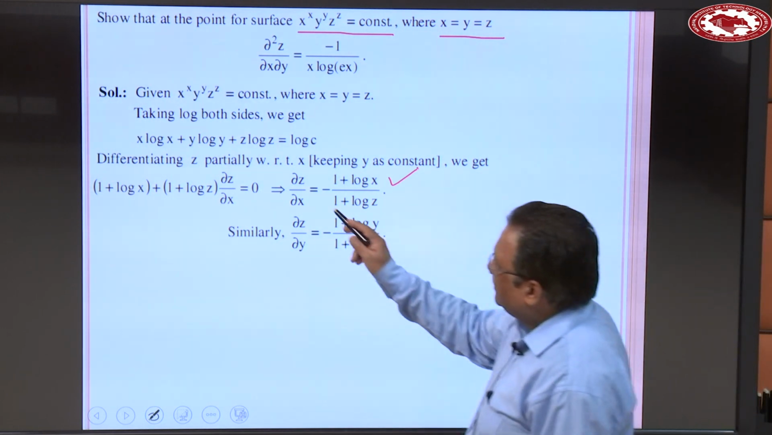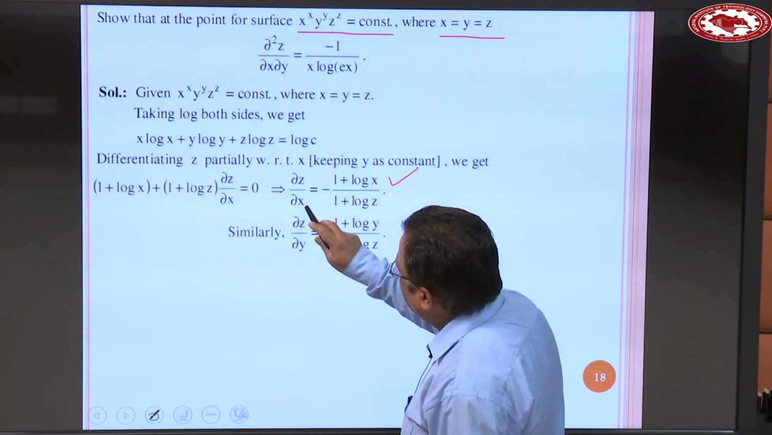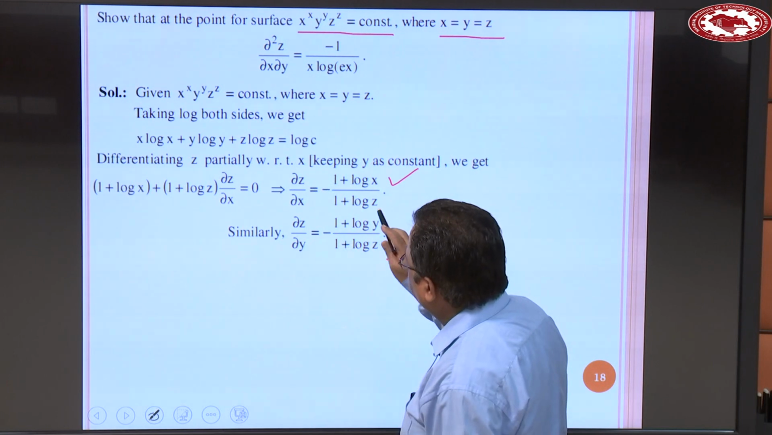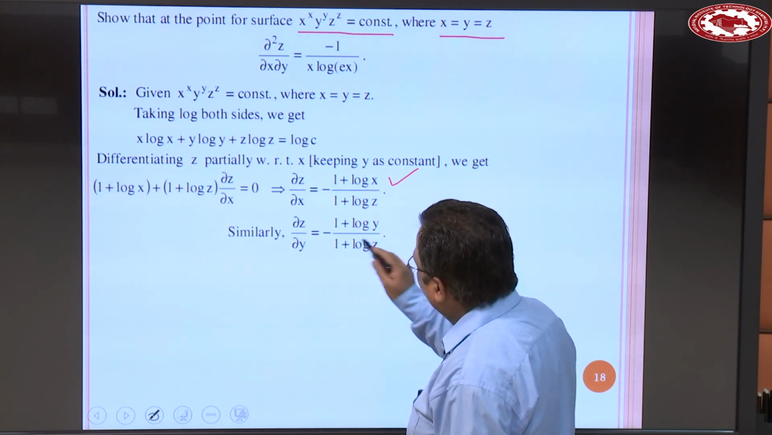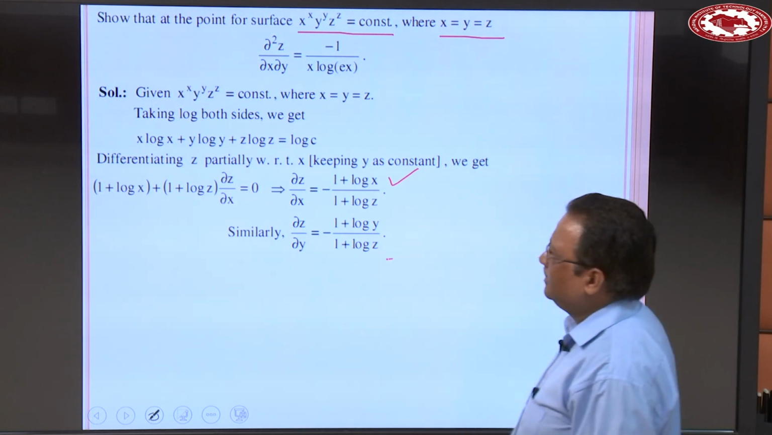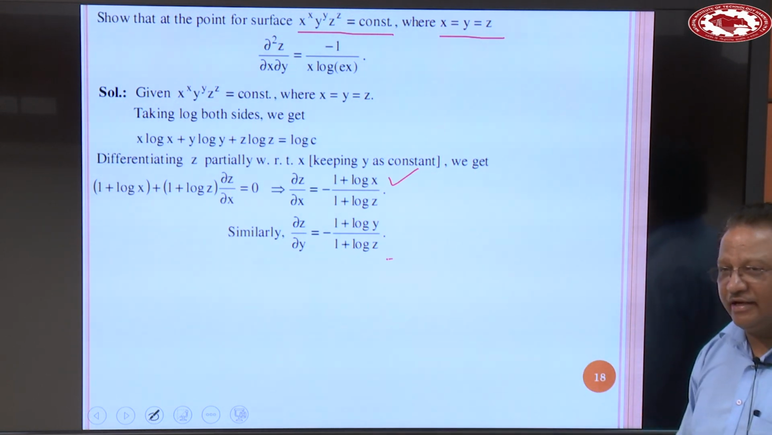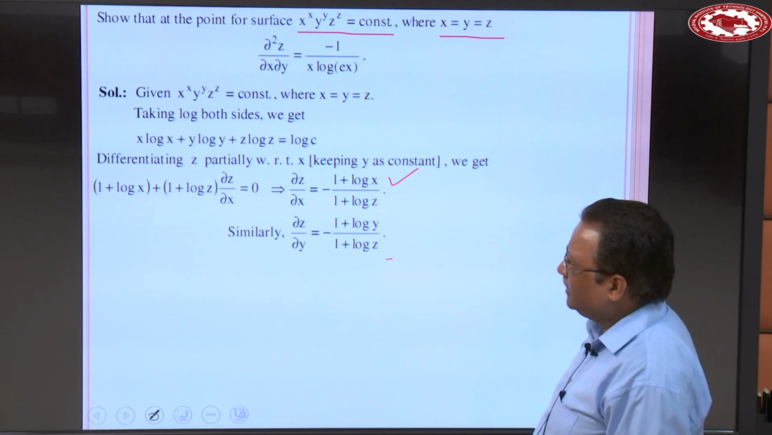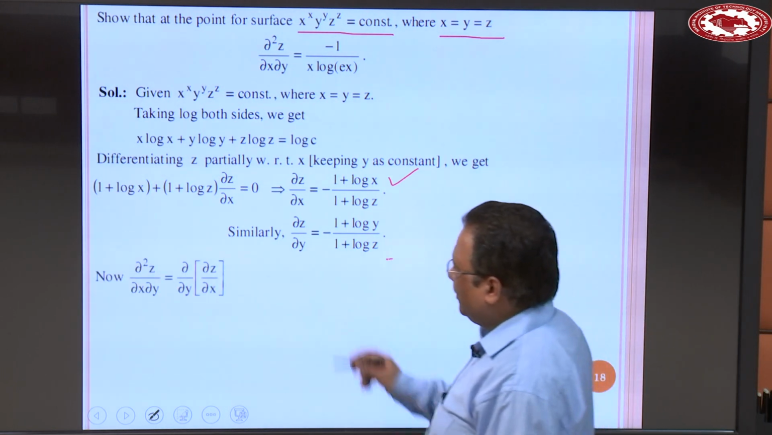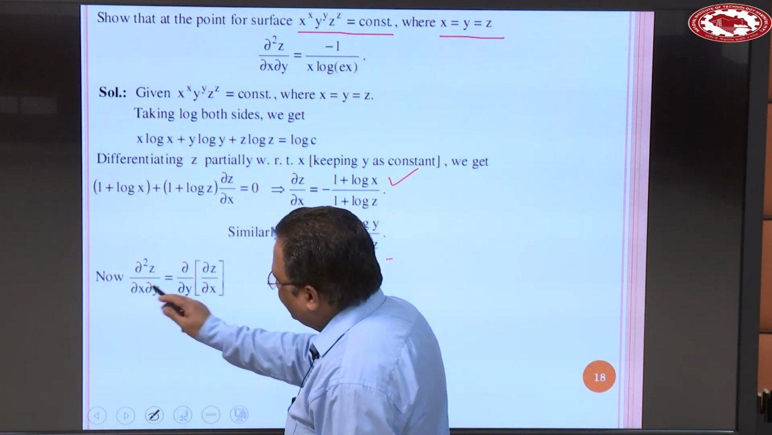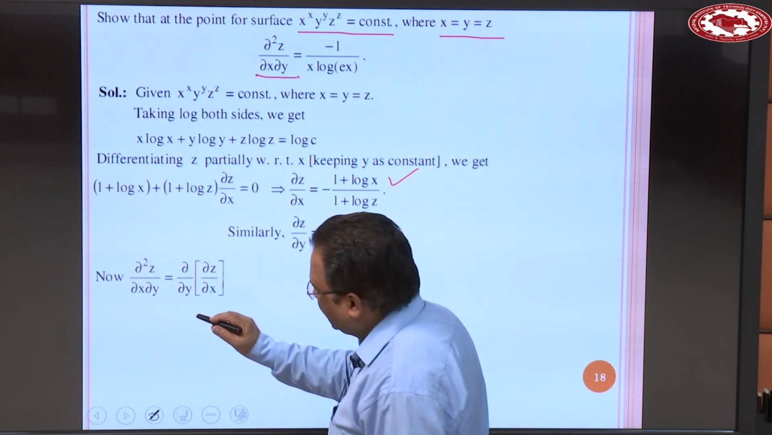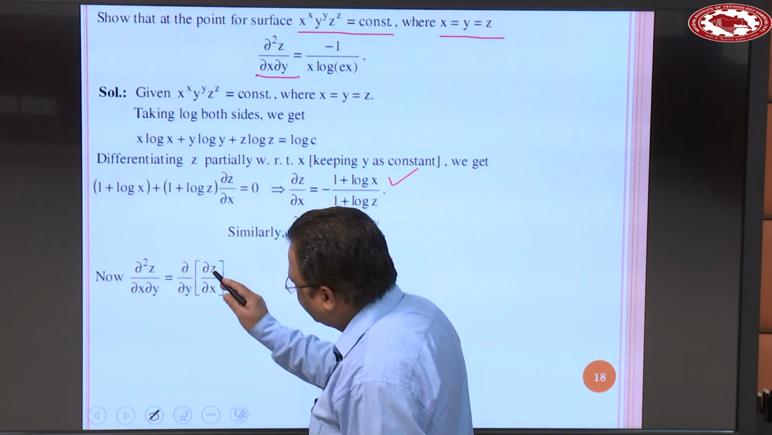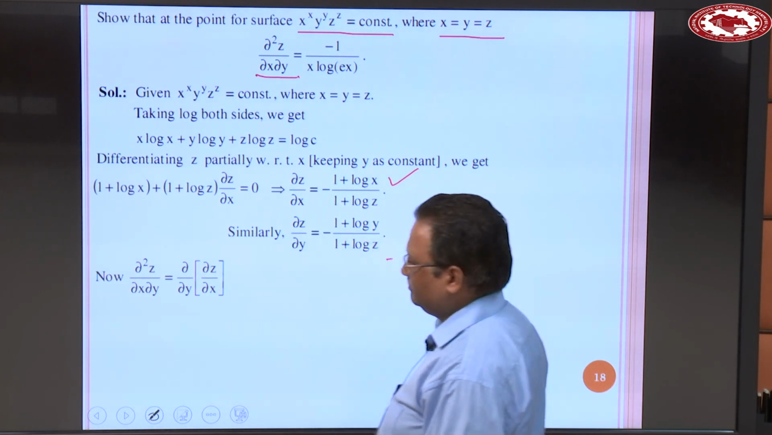Similarly, ∂z/∂y is minus (1 plus log y) over (1 plus log z). So, similarly, you can evaluate ∂z/∂y. Now, ∂²z/∂x∂y, we have to evaluate this one. Now, this expression can be written as ∂/∂y of ∂z/∂x.